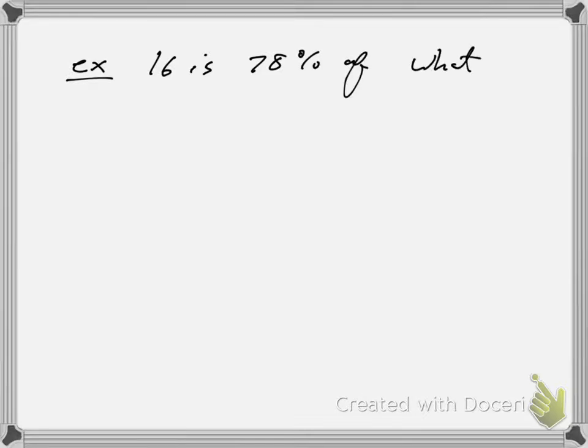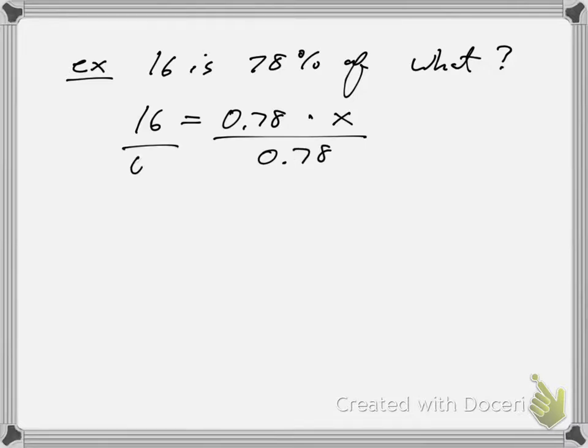So let's try another one of those. 16 is 78% of what? Okay, so let's do this. 16 is means equal. 78% we write as 0.78, of is times, what is the unknown. So all I do to get x is divide both sides by 0.78.